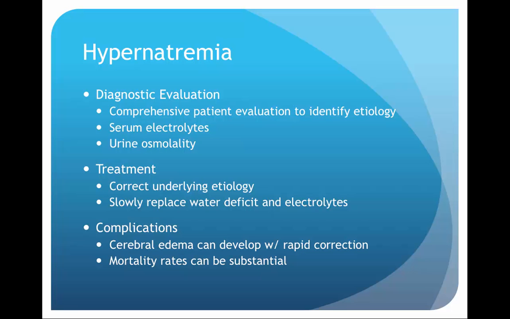Treatment of hypernatremia is based on identifying the underlying etiology and correcting it, and slowly replacing the fluid and electrolyte deficits. You do not want to do this too rapidly, as complications can occur. In general, you want to replace the fluids over approximately 48 hours, with a goal of decreasing serum sodium levels by approximately 1 milliequivalent per liter per hour. You can do this through administrations of various types of IV fluids, or oral or nasogastric fluids in less serious cases.